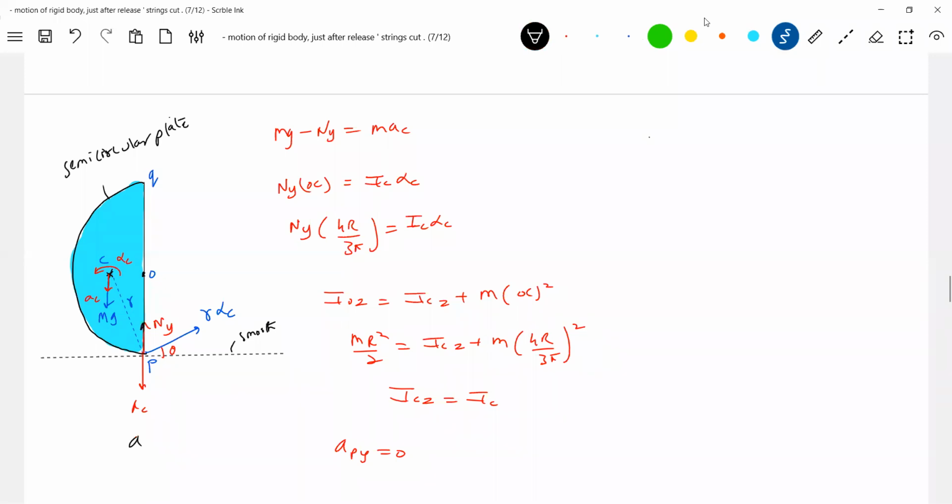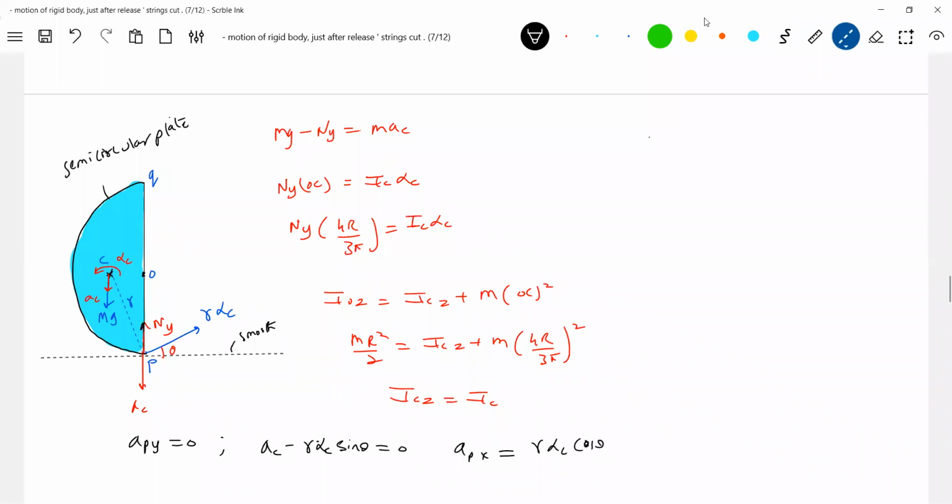Let me write the equation. Consider the equation: acceleration of point P along the y-axis should be 0. So from that, AC minus R alpha C sine theta should be equal to 0. Solving this, we'll get the required answer. Now, if this is a rough surface, friction will act towards left. And the acceleration of point P along the x-axis is non-zero, equal to R alpha C cos theta.